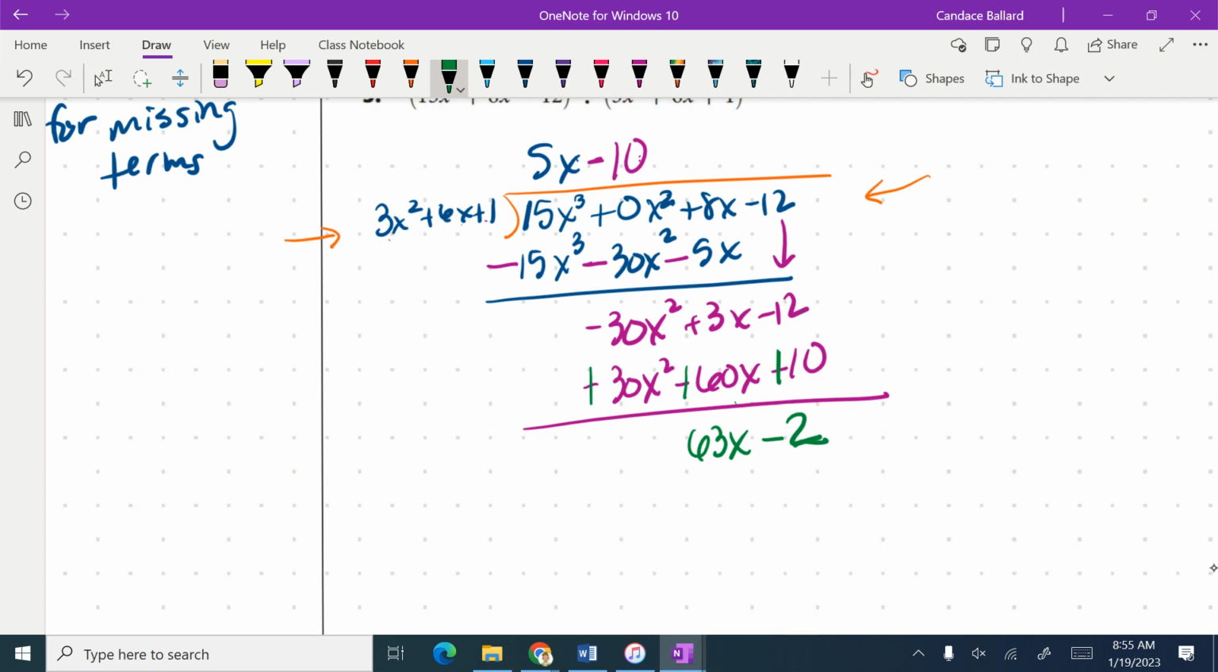I ran out of polynomial here, right? And I definitely can't divide squared into x because that would give us negative exponents, right? So we're done. What do we call this thing here? Remainder, and I'm fancy in algebra 2, right? I write that as a numerator. And then what we divided by is the denominator. So 3x squared plus 6x plus 1. So what's up here is your answer.